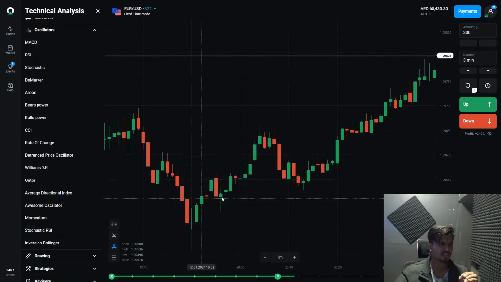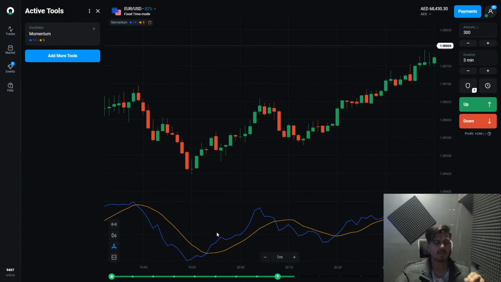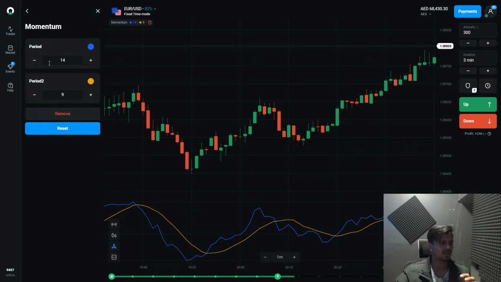This is the only Japanese candlestick. After that, what you have to do is click on the momentum, and after clicking on the momentum you will see two lines here. These came after clicking on the momentum. You can see the time periods, period 1 and period 2. These are the periods of the momentum, and period 1 has the number 14, period 2 has 9.